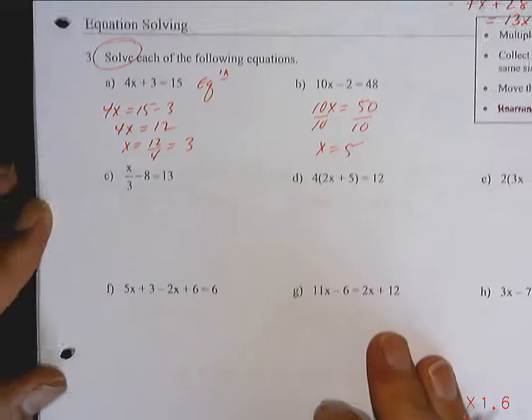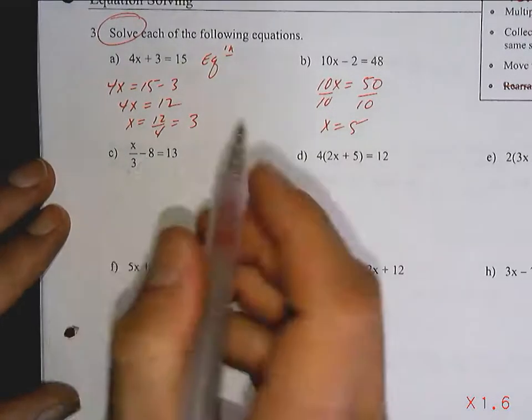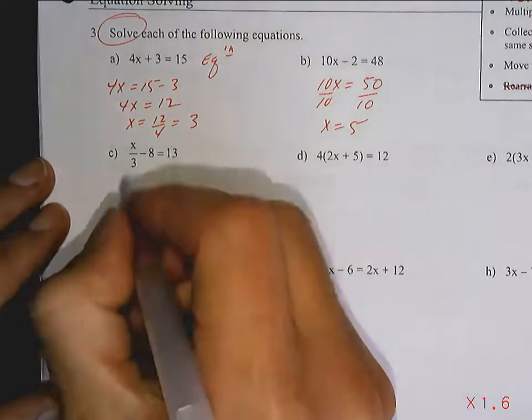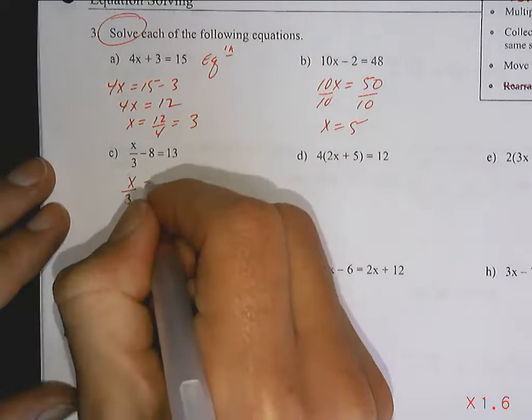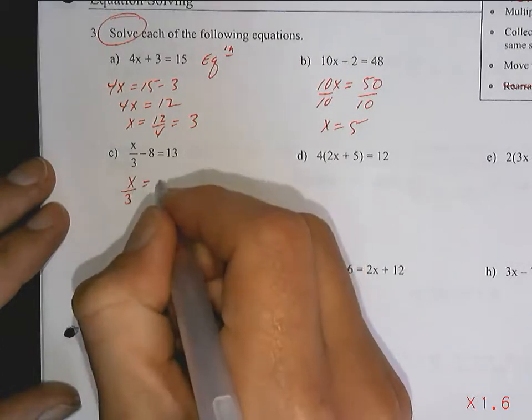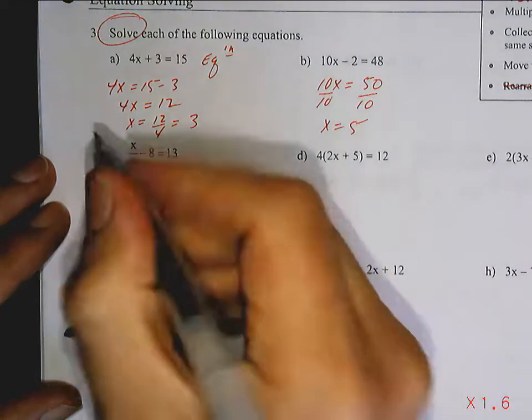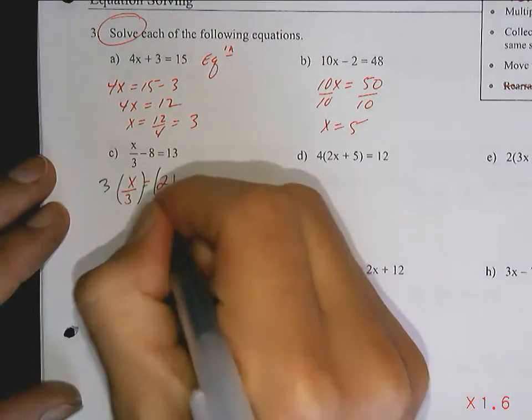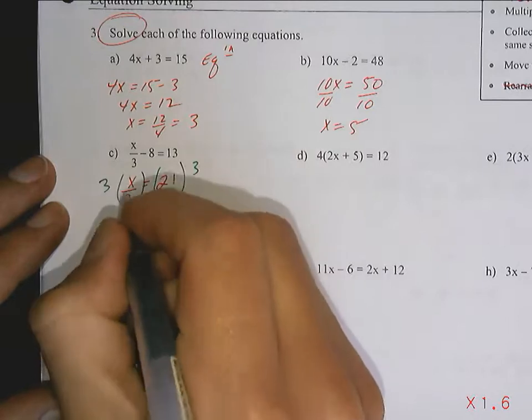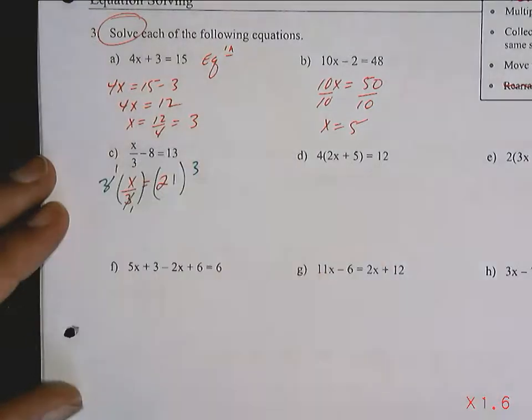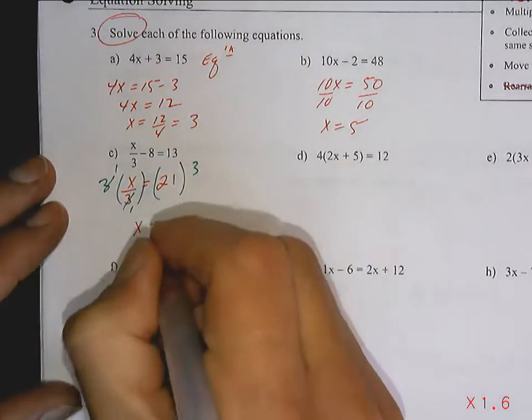The next one, this 8, going to get rid of the 8 first. So it's going to be x over 3 equals, 8 comes over to the other side, and that's going to be 21. 8 plus 13 is 21. Now, how do I get rid of that 3 with the x? We're going to multiply it by 3. So we're going to multiply both sides by 3. And what's that going to give me? These 3's are going to reduce out, leaving me with x equals 63.